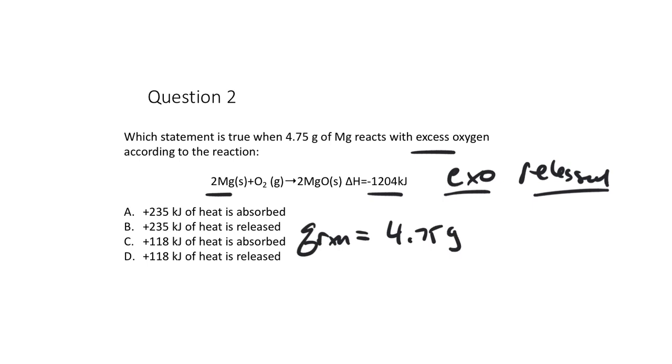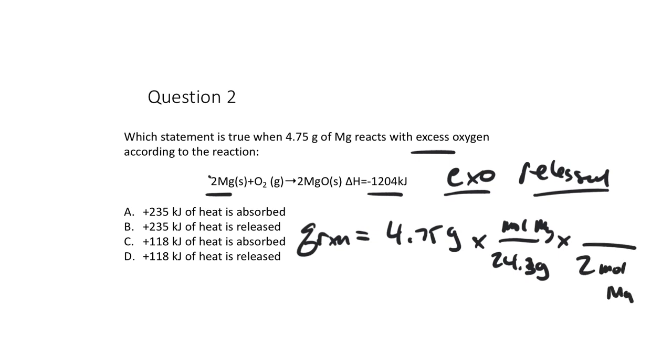4.75 grams of magnesium. It's 24.3 grams per mole of magnesium. And then I can use the coefficient here for every 2 moles of magnesium according to my reaction that reacts. Then there's minus 1,204 kJs of heat change that accompany that reaction. So I go 4.75 divide by 24.3 divide by 2 times negative 1,204.